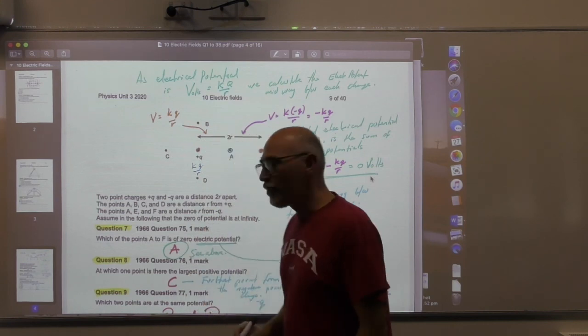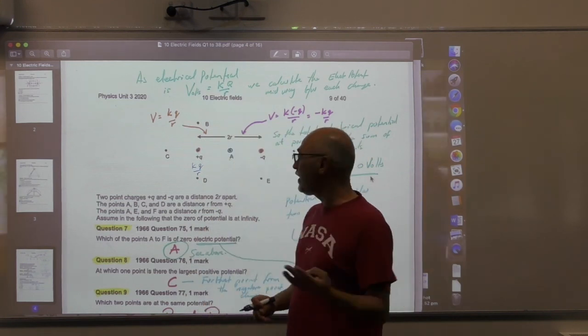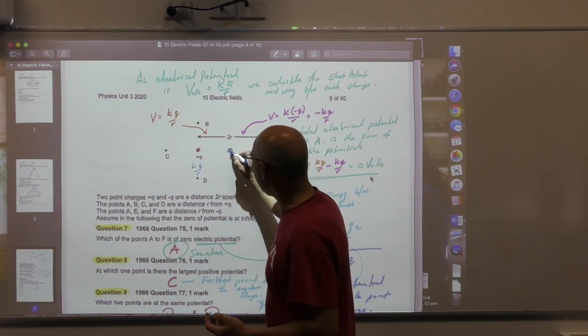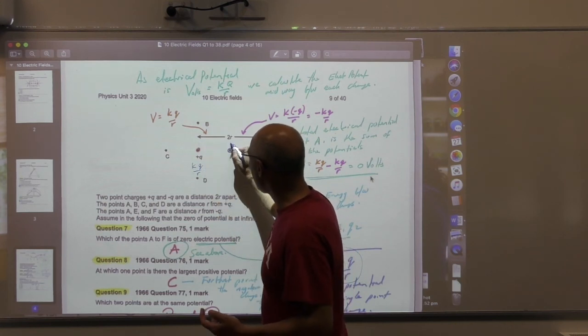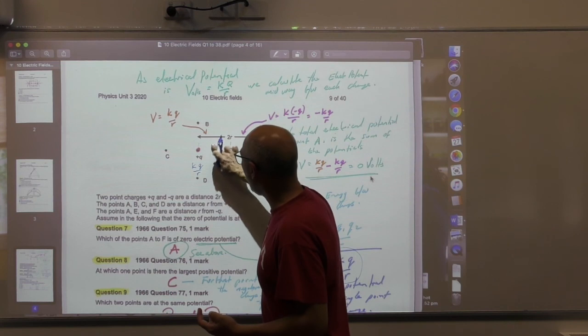And it makes sense when you calculate, and that's r because that's the distance between this charge and this charge is r. Oh, sorry, wrong r, this r.